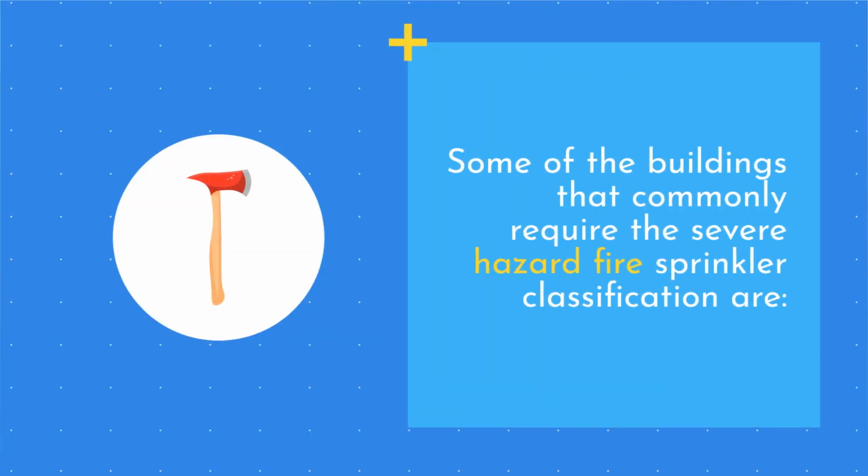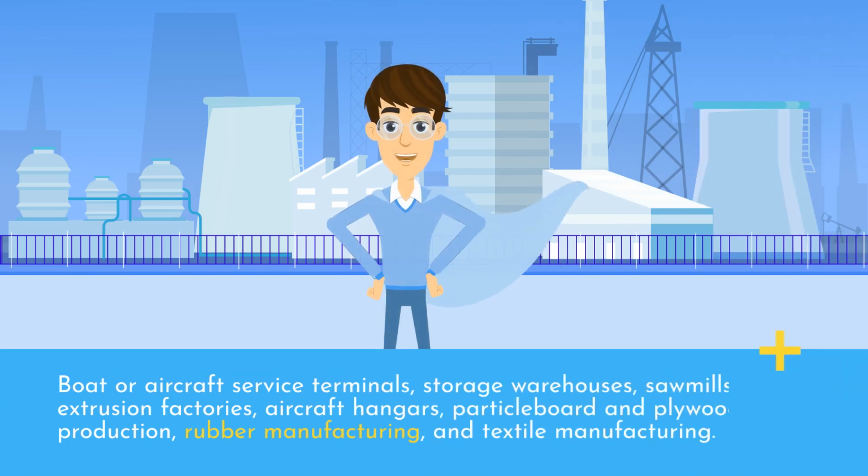Some of the buildings that commonly require the severe hazard fire sprinkler classification are boat or aircraft service terminals, storage warehouses, sawmills, metal extrusion factories, aircraft hangars, particle board and plywood production, rubber manufacturing, and textile manufacturing.